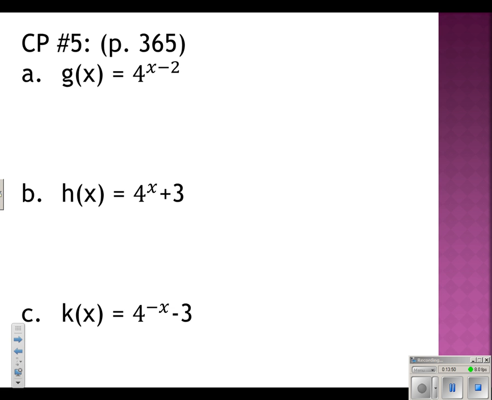Looking at letter A, I'm doing checkpoint problems at the bottom of page 365. I did all 3 of them. If we take a look at g of x equals 4 raised to the x minus 2 power, we have an idea of what 4 to the x power is going to look like. What then would 4 to the x minus 2 look like? Remember from the past, if we subtracted a number from x in any of those other parent functions, we looked at that as a right shift of 2.